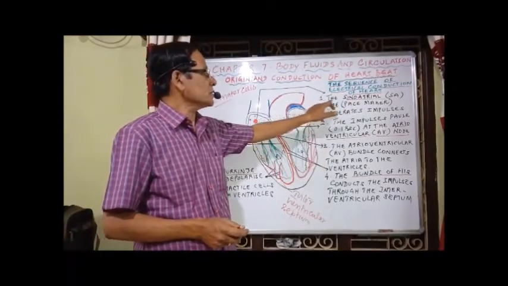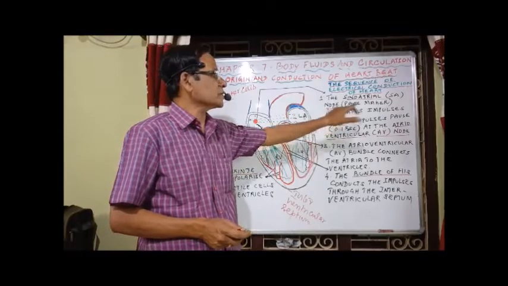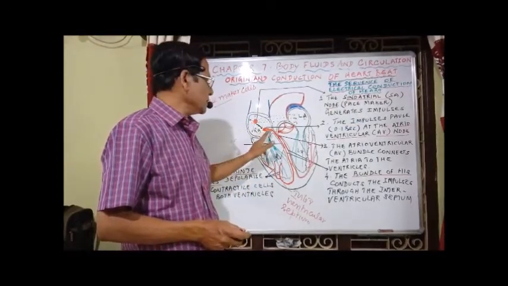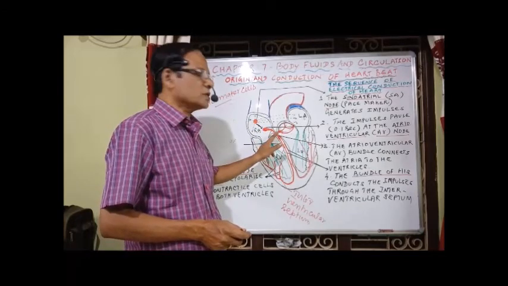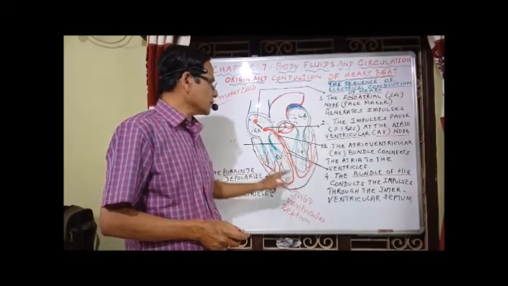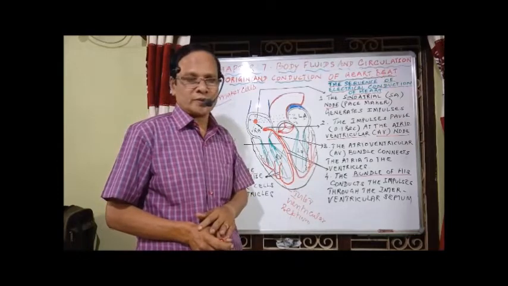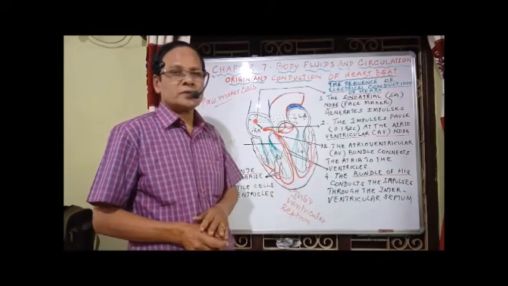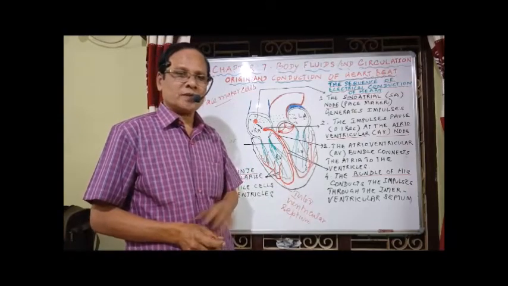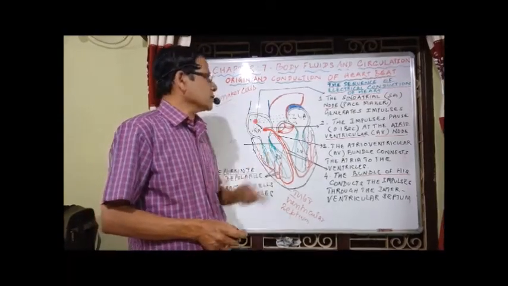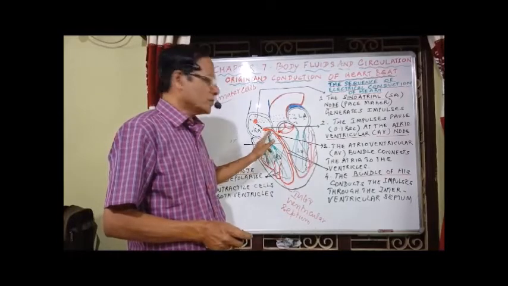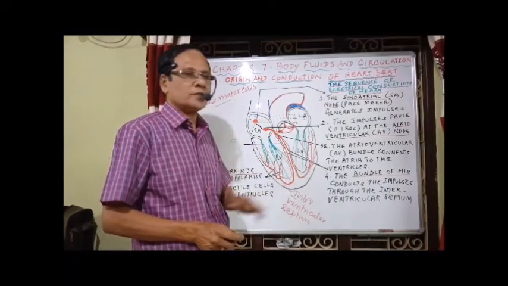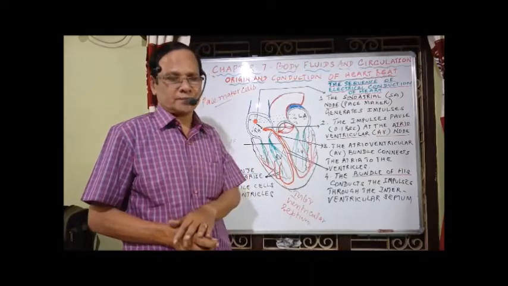Now these are the sequence of electrical conduction of the heart. Number one, the SA node, the pacemaker, generates impulses. I mentioned the components: SA node, AV node, that is the atrioventricular node, then the bundle of His, and the Purkinje fibers. The SA node is the place of origin. The remaining fibers are the conducting system. That is the AV node, then the atrioventricular bundle, then the bundle of His and Purkinje fibers. They form the conducting system.